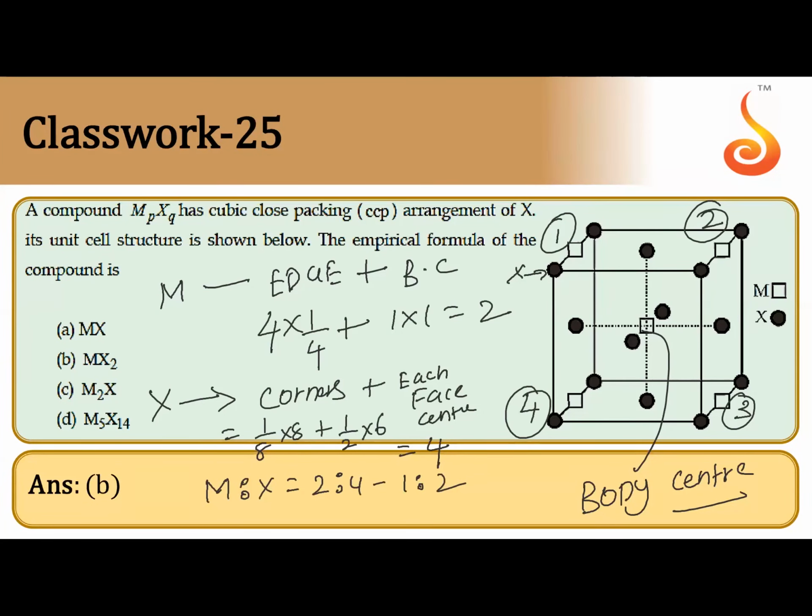So what is the ratio of M is to X? 1 is to 2 means MX2 is the formula. MX2 is the formula means option B is the correct answer.